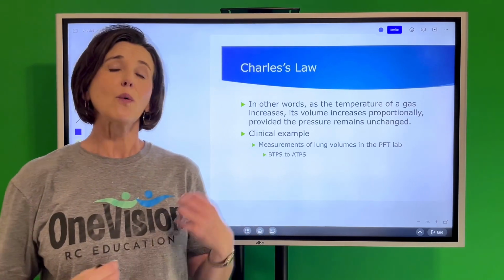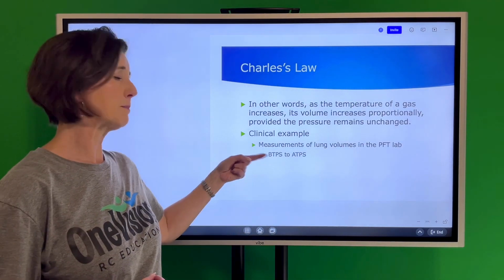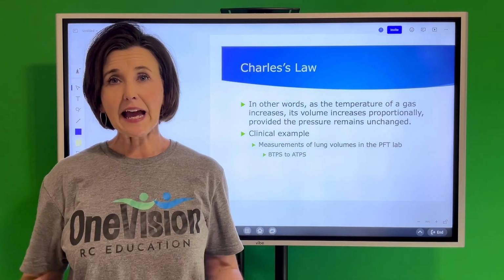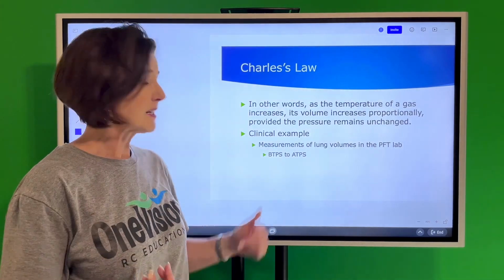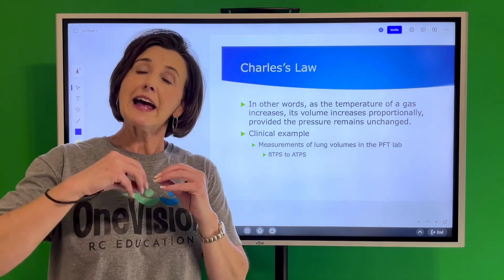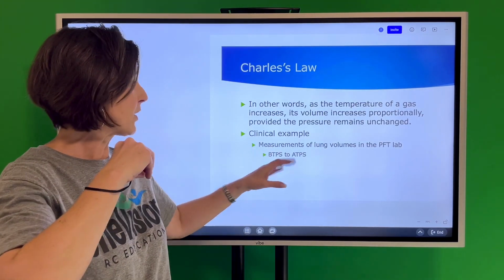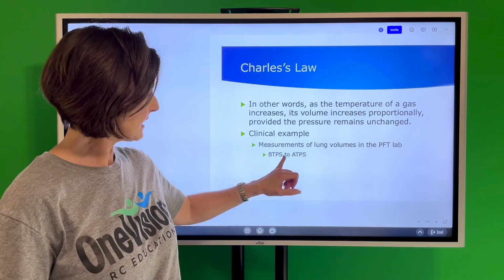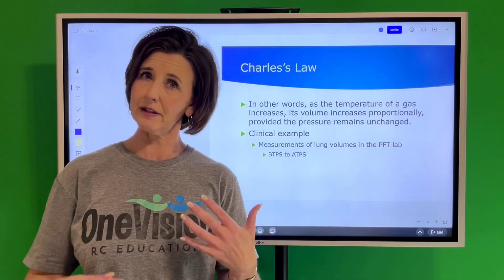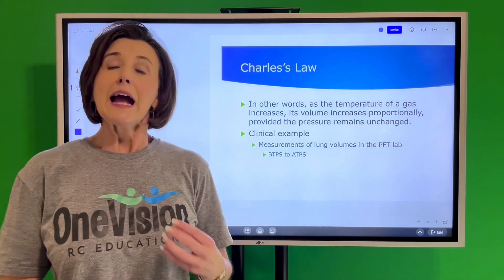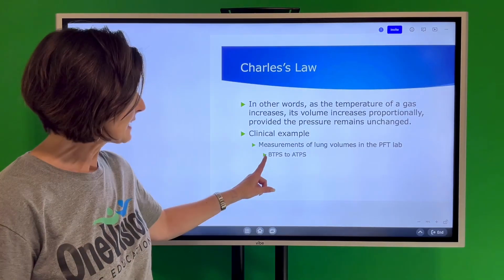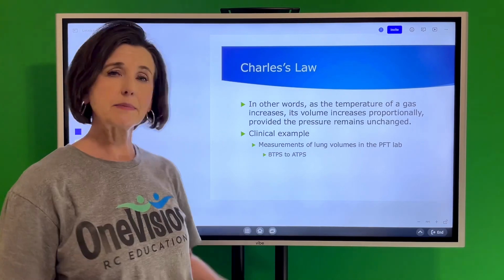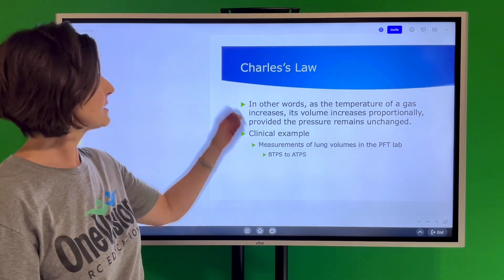We call this body temperature pressure saturated. That's the measurement of the gas while it's in the body at body temperature. And then the volume of the gas when it's in the spirometer, as the spirometer measures, is called ambient temperature, the ambient temperature of the room. And there has to be a conversion factor because gas will shrink as we move from body temperature to ambient temperature, and it's all because of Charles's law.